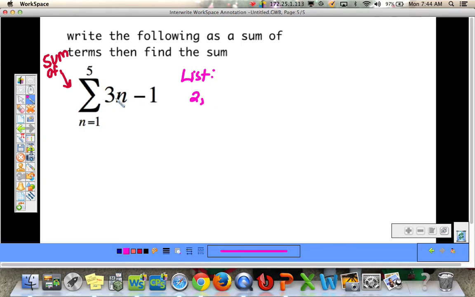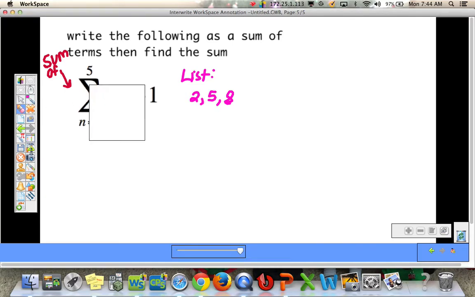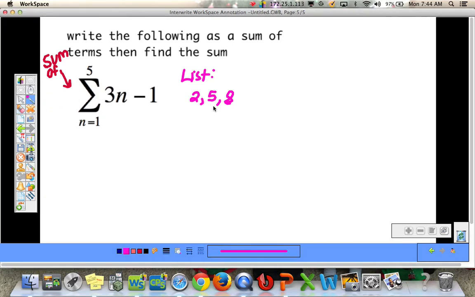The next one, we would plug in a 2 here, so 3 times 2 is 6, 6 minus 1 is 5. For the next term, we would plug in a 3 for n, 3 times 3 is 9, minus 1 is 8. And here the slope is 3, so really we're adding 3 each time, so 8 plus 3 is 11. And we need the next term, so 11 plus 3 is 14, or it's the same as 3 times 5 minus 1.